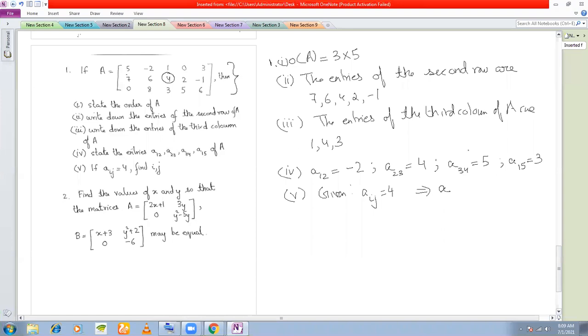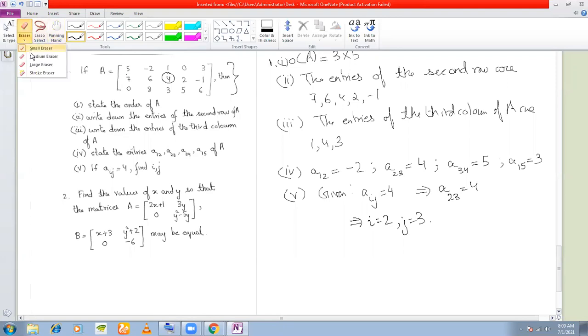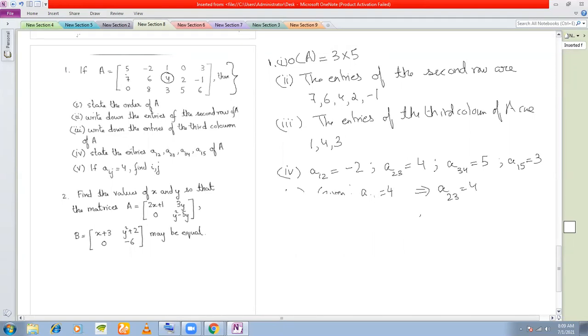Yes. So here you have Aij is equal to 4. If you see, 4 is in the second row, and third column. So second row, third column is equal to 4. That means what is the value of i here? Value of i here is 2, and the value of j here is 3. These were all very preliminary kind of problems. Okay, and let's do the next one.